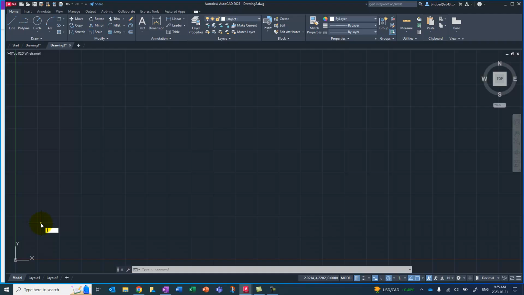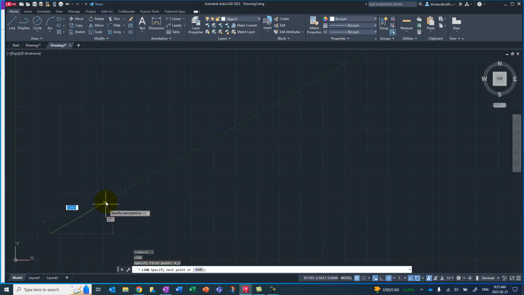We'll type L for line. The first point is going to be 4, 3. Now I want you to take note of the dynamic input. It's already looking for an absolute coordinate there, so if I type 4, it goes into the X box, and I can put a comma to move over, and 3. So you can kind of see how that dynamic input is working.